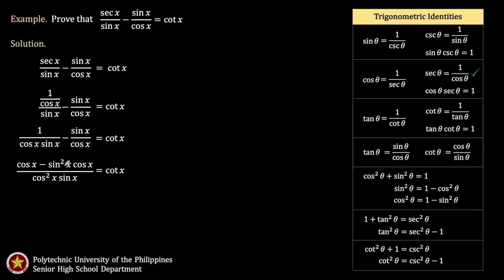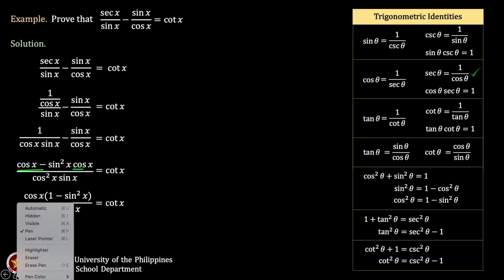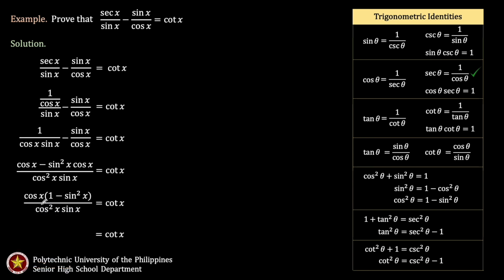Notice, on our numerator, cosine x is present in each term. We can factor out that cosine x. So we will have cosine x times the quantity of 1 minus sine squared x all over cosine squared x times sine x. Here we can cancel cosine x. Since the cosine in the denominator has an exponent of 2, we have a remaining single cosine. So we will obtain 1 minus sine squared x all over cosine x times sine x.